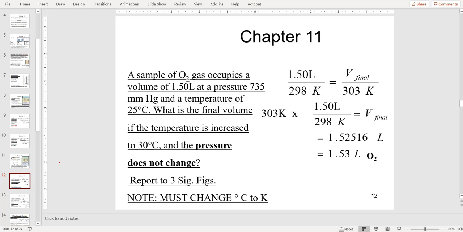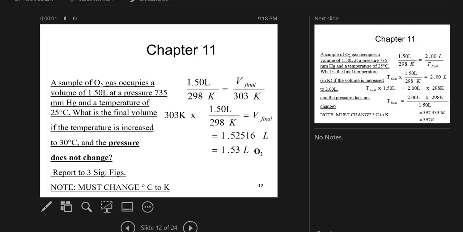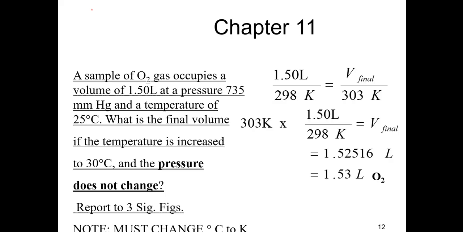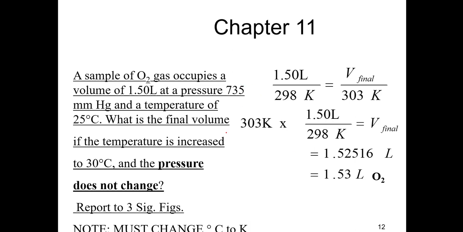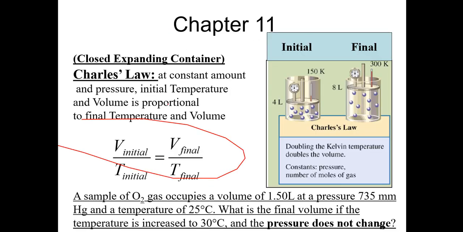So let's go back to the calculation. Here's the setup. You have to solve for your unknown. Make sure you review your algebraic rearrangement. That'll make your life a little bit easier. And a big hint, if you ever see something like this, the pressure doesn't change, then you know that you're dealing with Charles' law. And you have to use the proper equation, which is this one right here.